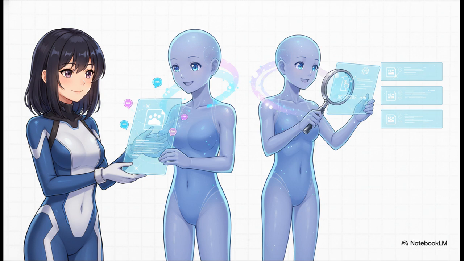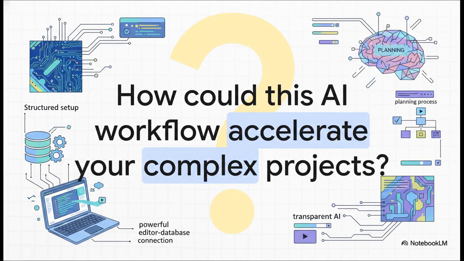You can even ask the AI to review the README it just generated and suggest ways to make it even better. So the real takeaway here is to think bigger than just simple scripts or small tools. When you combine a really structured setup, a powerful connection between your editor and your database, and this transparent AI planning process, well, this workflow can handle some serious complexity. So the real question to ask yourself is, which one of your most complex projects could you seriously accelerate with this kind of approach?